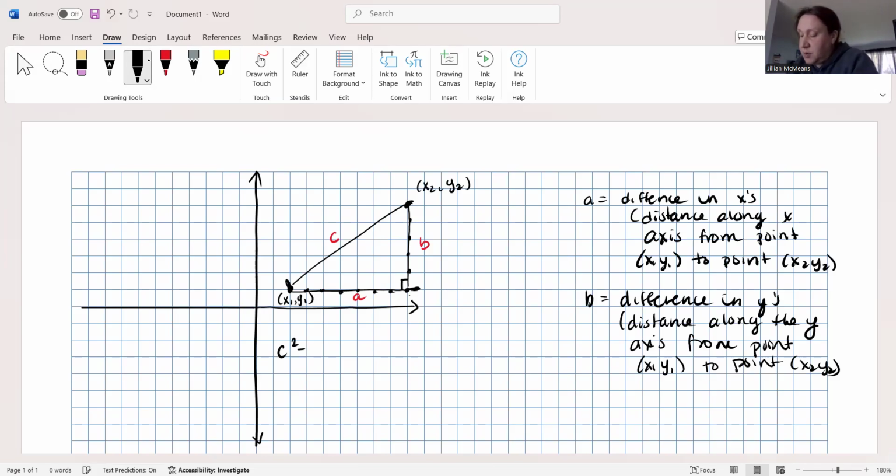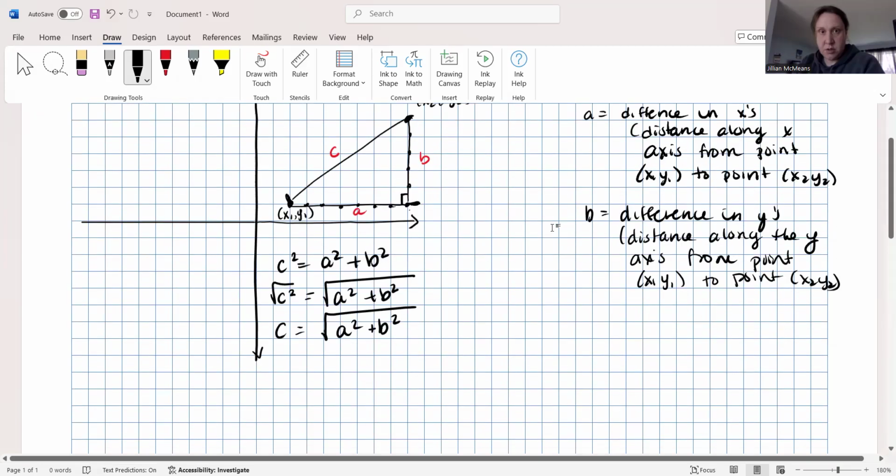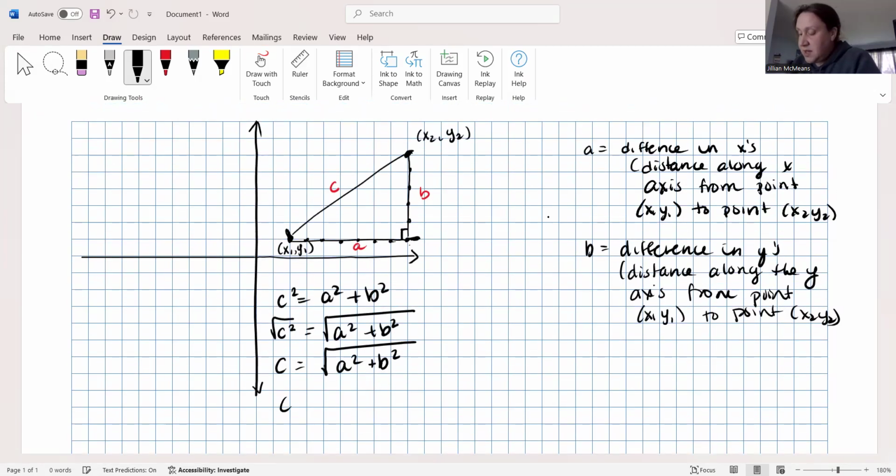So we have C squared equals A squared plus B squared. Well, if I wanted to go ahead and take the square root of both sides, I would get the square root of C squared equals the square root of A squared plus B squared. Well, the square root of C squared is just C. And remember, we said that A is the difference in the X's and B is the difference in the Y's. So let me scroll down just a smidge. So that tells me that C is really the square root of x2 minus x1 squared plus y2 minus y1 squared. So that's kind of where that formula comes from.